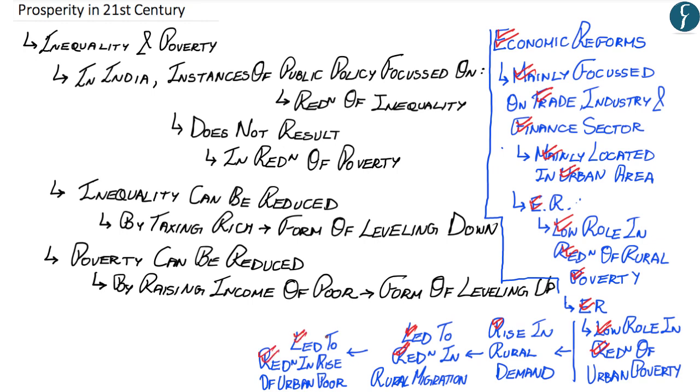And therefore, according to the author, it was the rise in the agricultural sector that improved the income opportunities for the rural poor in the rural areas, because of which there was a reduction in the migration of rural poor to the urban areas. And this reduction in the rise of the urban poor led to a reduction in urban poverty.